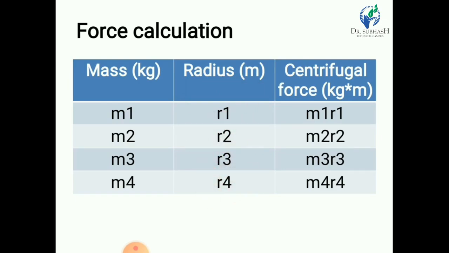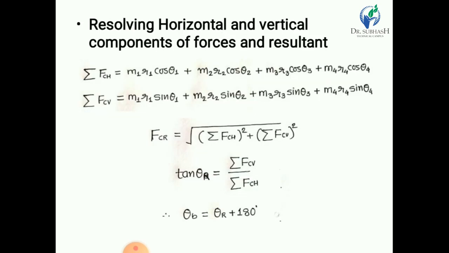If we calculate centrifugal force in kg into meter, that means m into r, then we obtain the values m1 r1, m2 r2, m3 r3, m4 r4. So we have four centrifugal forces, Fc1, Fc2, Fc3, and Fc4. So these are the centrifugal forces. Now we can calculate the resultant unbalanced force by using a polygon method.